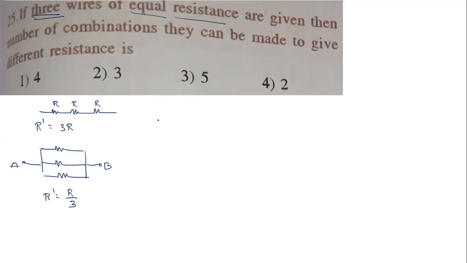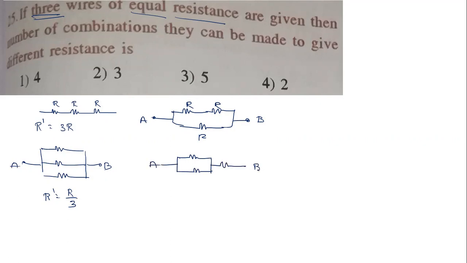Can I make 2 in series and 1 in parallel? Okay, I'm going to make 2 in series and 1 in parallel. We can have it like this. No need to find the value of resistance. That will definitely be different because the combination is different. Now, can you make 2 in parallel and 1 in series? Like these 2 in parallel, with 1 in series between A and B. So this is R, this is R, this is R.